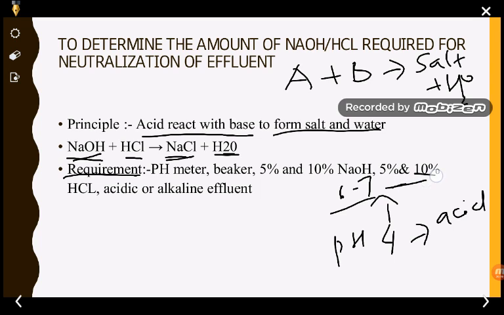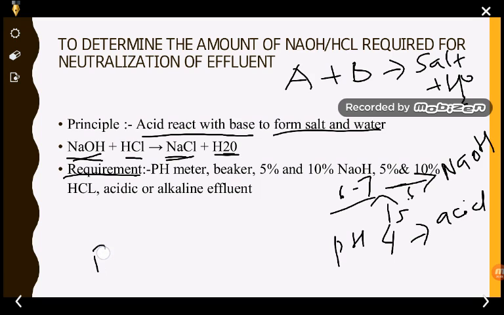So what we have to do is add the base. While adding the base, we can see that the pH increases from 4 to 5, 5 to 6, and 6 to 7. This way we can say that the pH can be maintained.